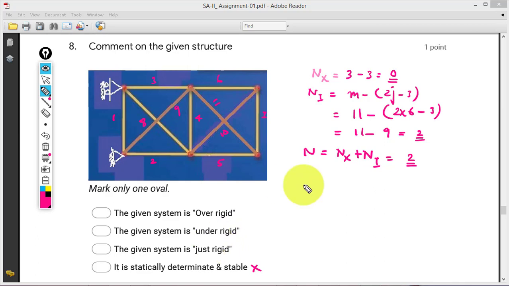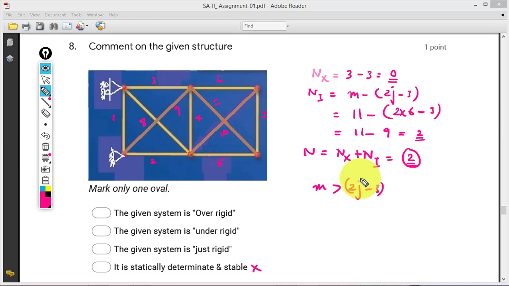So you see the condition m is more than 2j minus 3. So here what is this number 2? This indeterminacy is coming from internal static indeterminacy. That means this indeterminacy is due to more number of members, we have more number of internal forces. That means we have provided two members extra than the minimum number required.